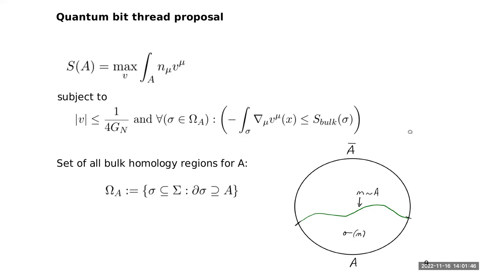Andrew, just to make sure that I understand the logic here, the maximization is over all flows. The choice of A is arbitrary, and the statement seems to be that for any choice of A, the flow needs to satisfy these requirements. So you fix A. We want to calculate the entanglement of a boundary region A. Oh, A is a boundary region. Yeah, A is a boundary region, and you take its complement. But the flow needs to satisfy this constraint for all homology regions of A. Yeah, that's correct. Good. Thanks.